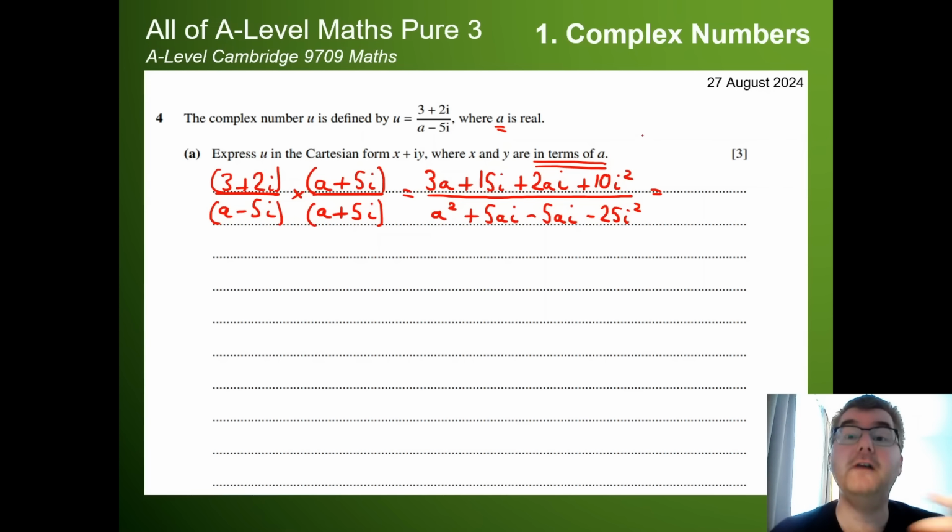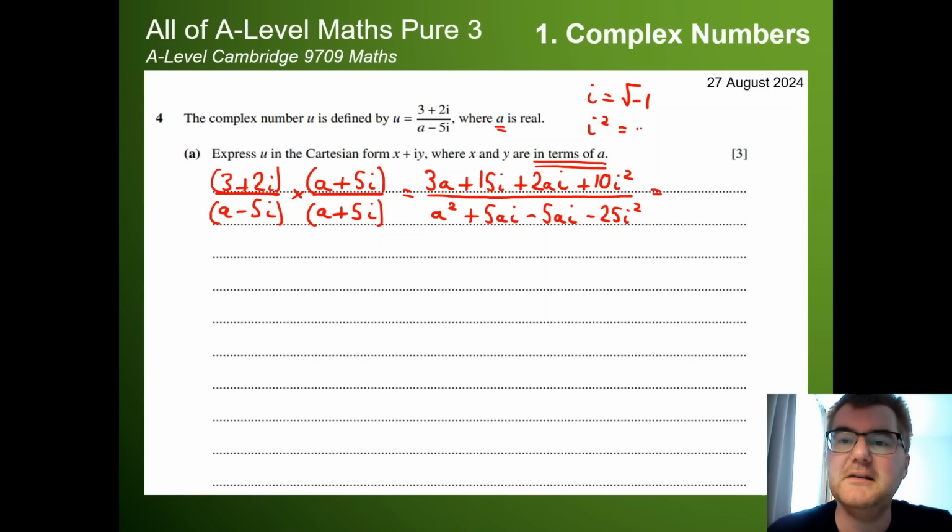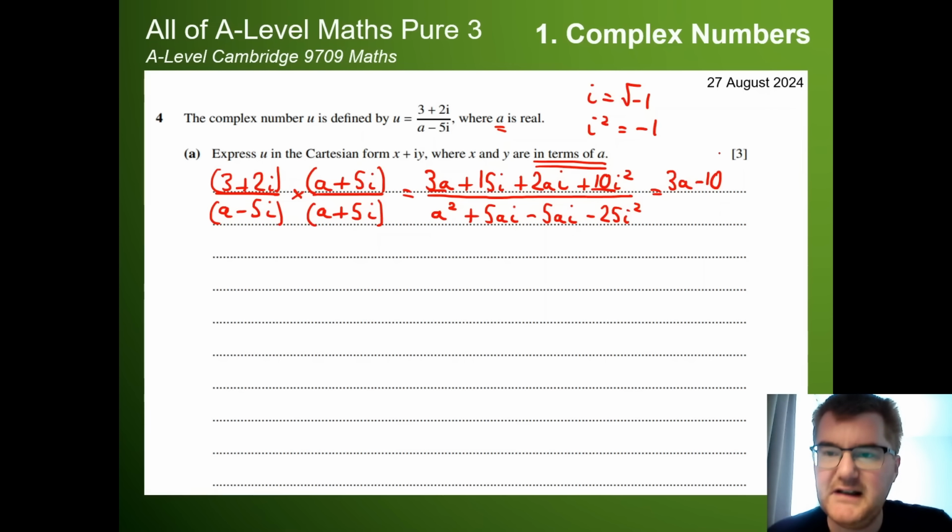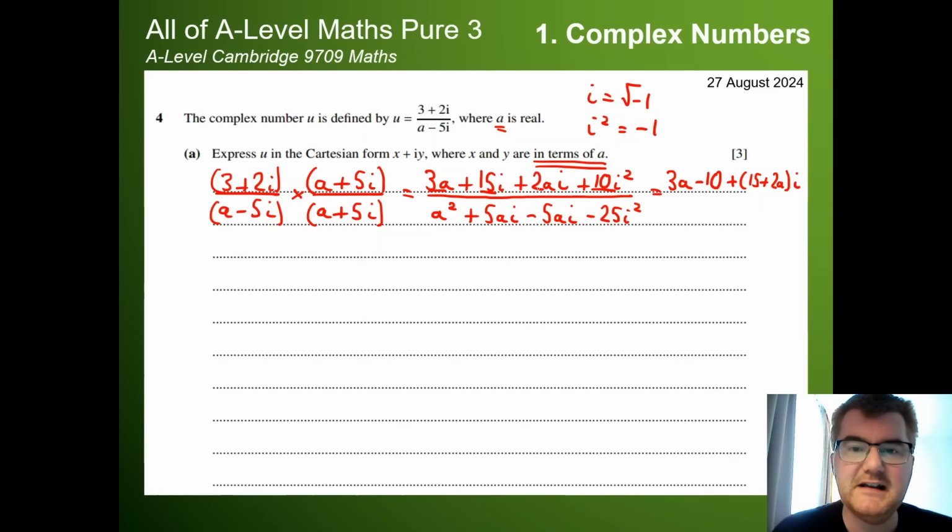We can do a bit of simplifying because remember that important fact that i is just equal to the root of minus 1, which means anything with i squared in is going to be just equal to minus 1. So notice we have an i squared here, that's just a minus 1, so this is going to become minus 10. So we get 3a minus 10, so that's the real parts done here. And then we've got the i parts here, so we've got plus brackets 15 plus 2a. So notice I'm putting the coefficients here, the 15 and the 2a together, and factorizing out the i.